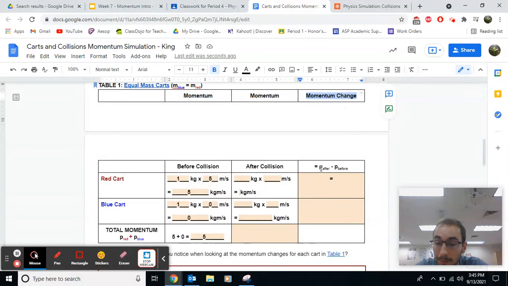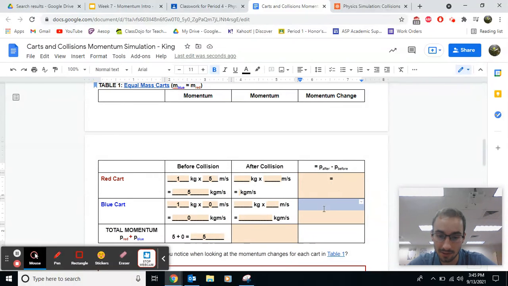P stands for momentum. I don't know why they picked P for momentum. M was already taken by mass, so maybe that's why. But you take the momentum after, so this number minus this number to get the change. So you take the final momentum here minus the initial momentum here to get this answer. And then this answer, the final momentum minus the initial momentum here. And then once you've got those two numbers, add them together.